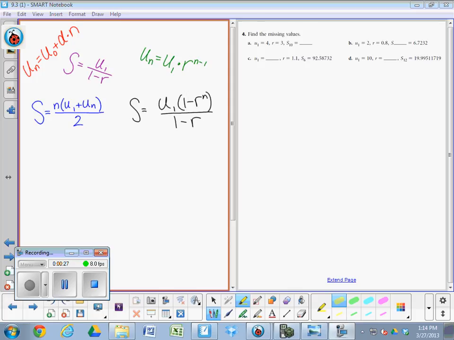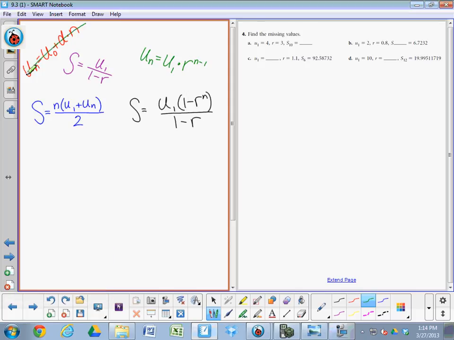When they say R equals blank, what are they saying? They want you to find the common ratio, so it's geometric. So who's out? Red, blue. Those are arithmetic. Okay?